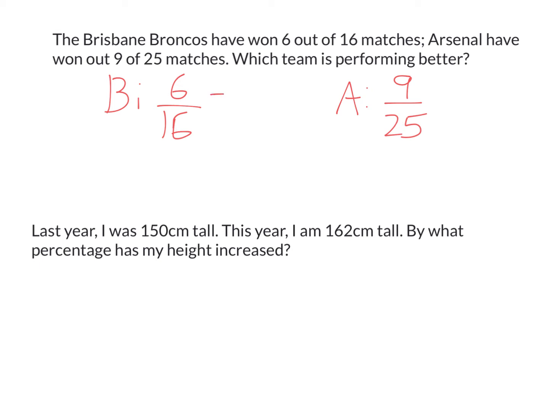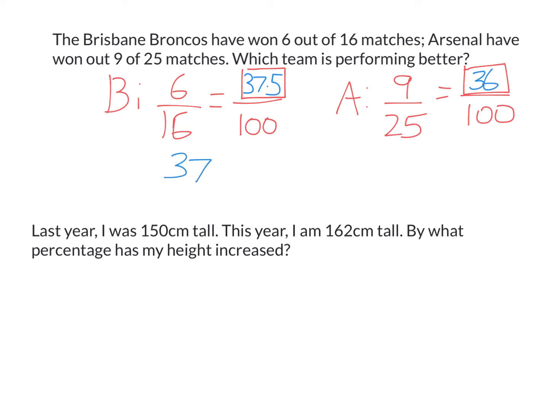But what I'm going to do by converting to percentages, I'm going to convert them to fractions whose denominator is 100. See, when I'm converting to a percent, I'm essentially finding what number goes in each of these boxes. So we know to convert from a fraction to a percent, you times by 100. So 6 over 16 times 100 actually gives you 37.5. 9 over 25 times 100 gives you 36. See, the Broncos, they've won 37.5% of their matches.